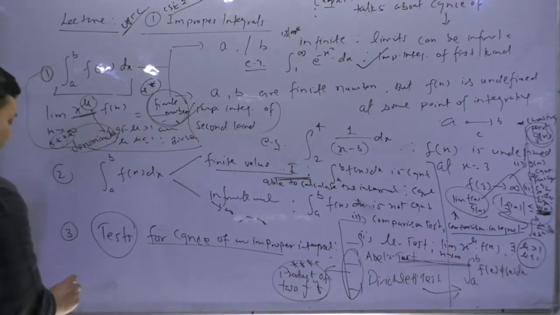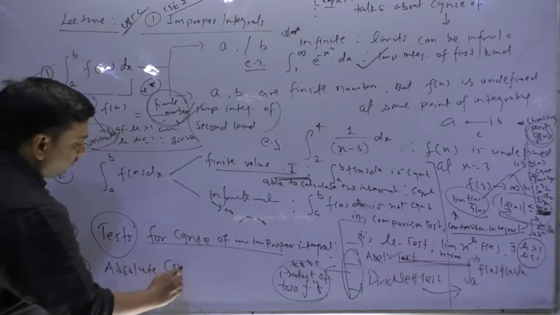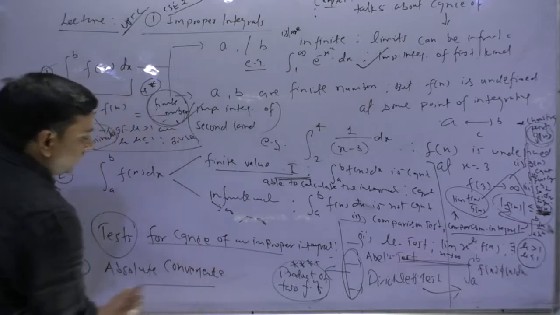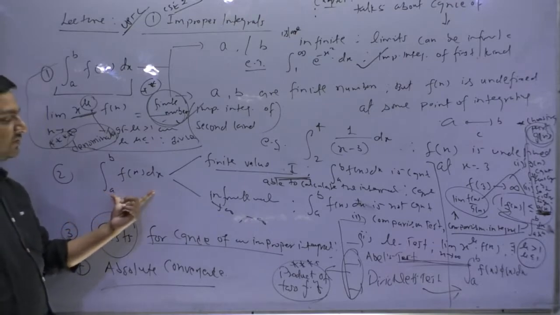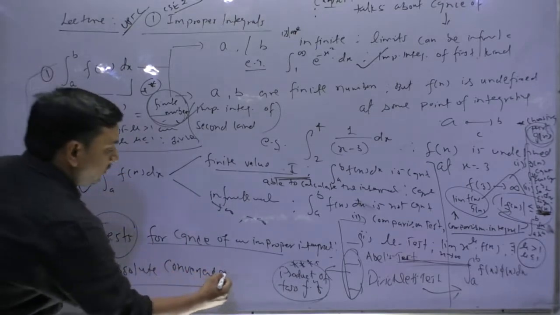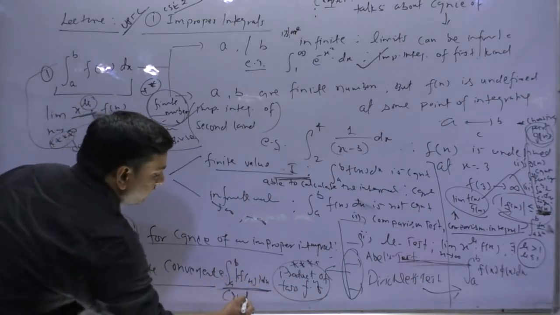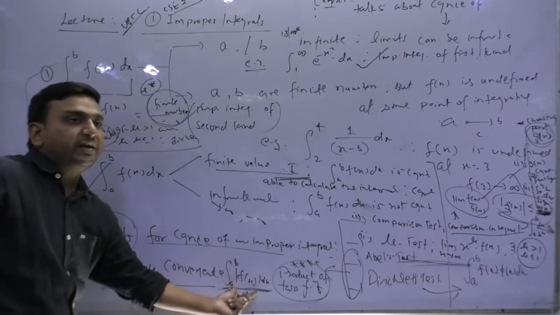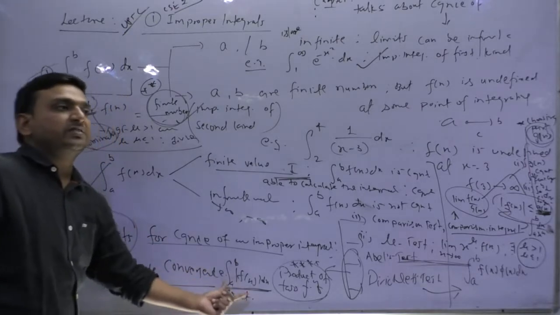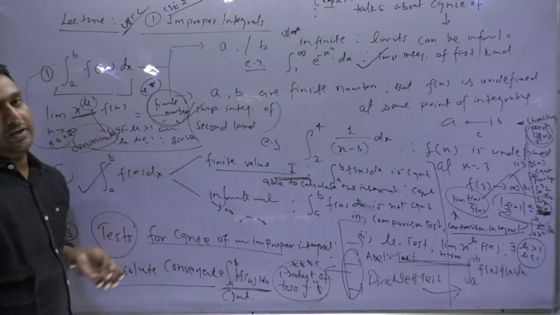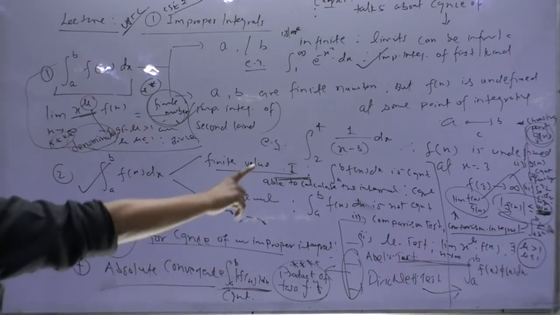Another important concept we will have here is absolute convergence. What, dear? Absolute convergence. I have already discussed this in the infinite series part. When you talk about convergence of this integral, it means the integral from a to b of modulus of f of x dx converges. If this is convergent, then the original integral is bound to be convergent. If this fails to be convergent, then the original may or may not be convergent. So this is the overall picture.